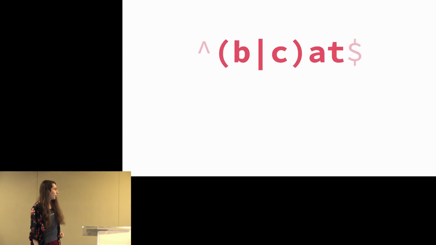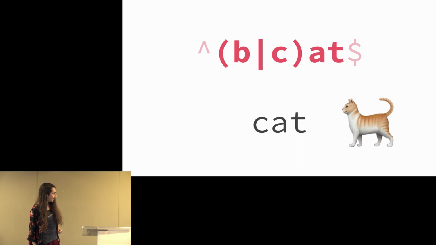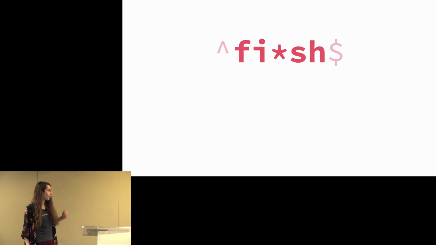If we use the pipe operator, we can do an OR operation. So this will match against both a bat and a cat. Hopefully that makes sense to everyone. And we can do more interesting things than that. We can match varying numbers of things as well. With the asterisk operator, it will match against any number of what's immediately before it. So this will match a fish. It will also match a fish with 3 eyes and a fish with no eyes.